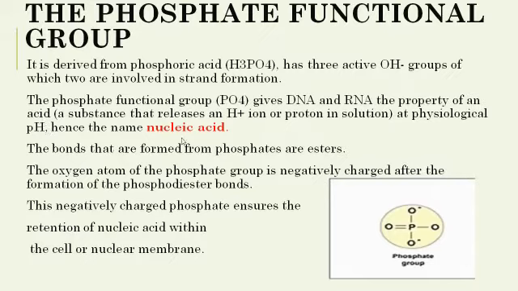If not, it would not be called a nucleic acid. So you can see the phosphate group here. The bonds that are formed from the phosphates are called esters. The oxygen atom of the phosphate group is negatively charged after the formation of the phosphodiester bond. This negatively charged phosphate ensures the retention of nucleic acid. With this negative charge, the retention of nucleic acid within the cell membrane is possible.